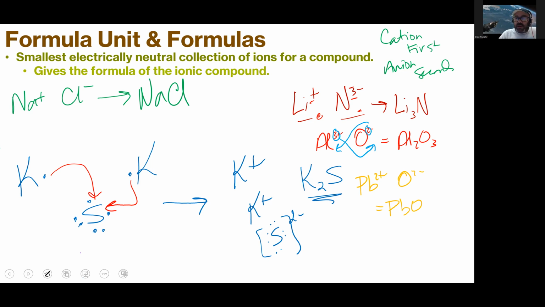Let's do one more since I'm running out of room here. A tin 4+ and a phosphorus 3-. If we take those two things, we would need a multiple of 12, so we're going to do a switcheroo. The 4 goes on the phosphorus and the 3 goes on the tin, so this is Sn3P4.